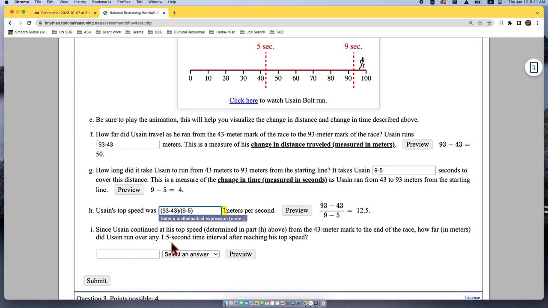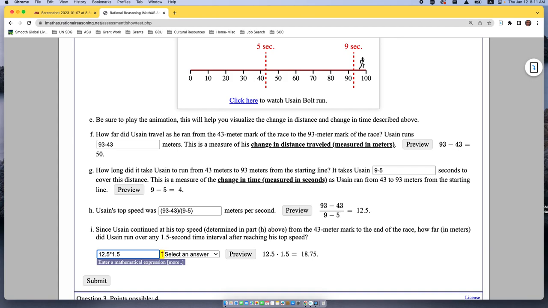So on any 1.5 second time interval, since he's at his top speed, how many meters will he run in 1.5 seconds? Well, if he's running 12.5 meters each second, how do we figure that one out? I could calculate it this way, right? In 1.5 seconds, he'll go 12.5 times 1.5.